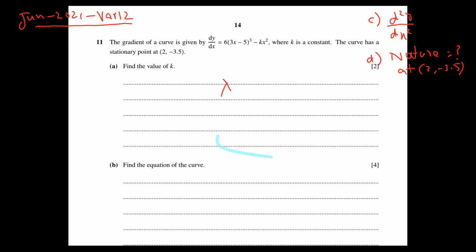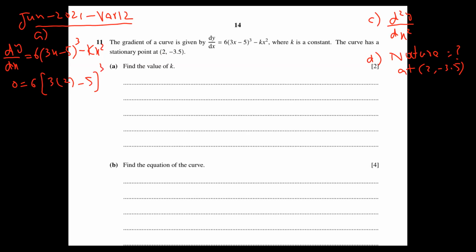Okay, so let's see how we can complete it. First of all, understand that the derivative is 0 when x is 2. So I'm going to plug in here. First part A, dy over dx is equal to 6 times (3x minus 5) to the power 3 minus kx to the power 2. I will put the derivative as 0, and at the same time put the x value as 2.